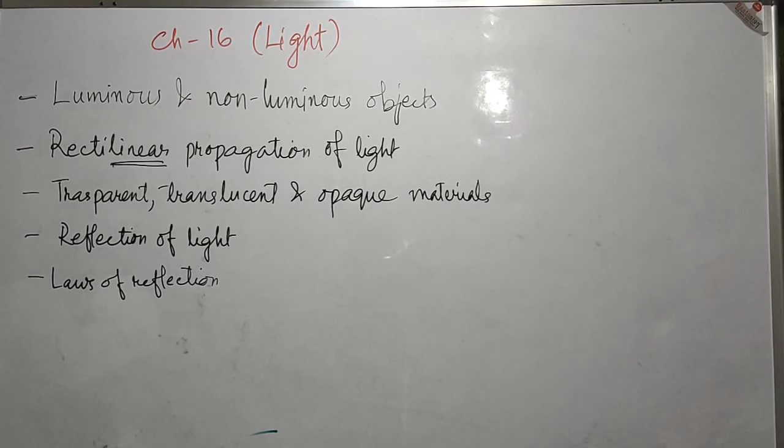Now we have two more topics, that is ray of light and beam of light. The first one is ray of light: a narrow path along which light travels, a path that is narrow, through which the light travels, that is called the ray of light. And a group of light rays is called beam of light.